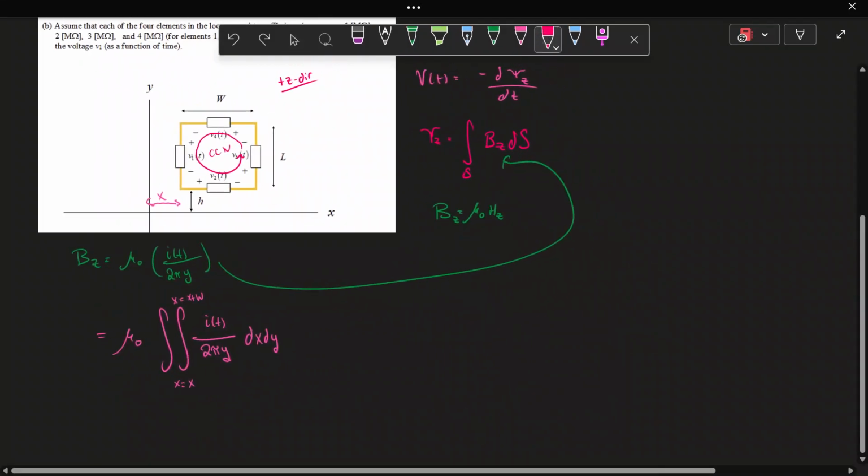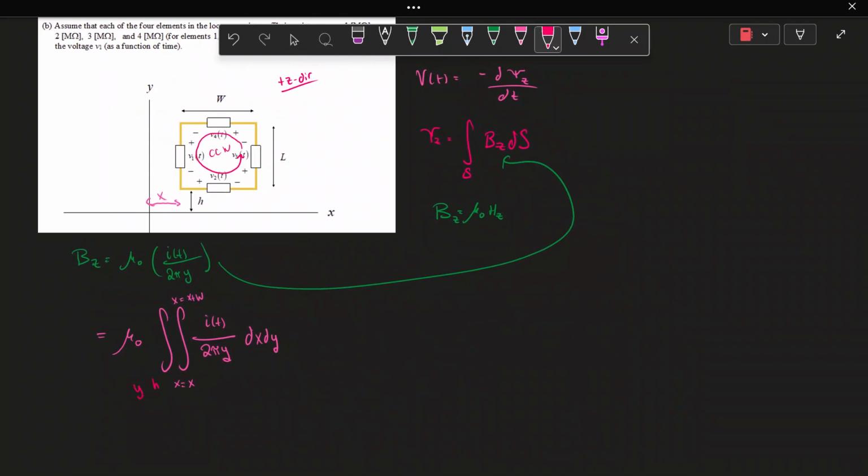Now, on the bottom one, we're going from y is equal to h on the bottom, then we're going to the top, y is equal to h plus l. You have to take into account all of it. Now, we've created our bounds, we've created our integral. Now it should be an easy integral to integrate over. We are going to do this.